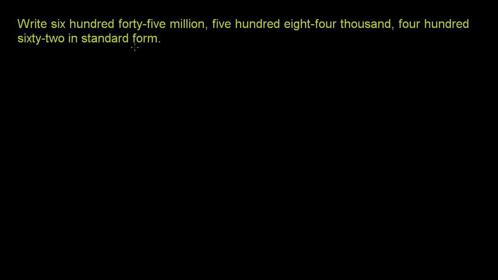645,584,462 in standard form. So let's tackle this piece by piece. So the first part, we have 645 million. So let's think about that. So we have 645, but it's not just 645. We have 645 millions. So we could view that as 645 times 1 million. 1 million is 1 followed by 6 zeros.